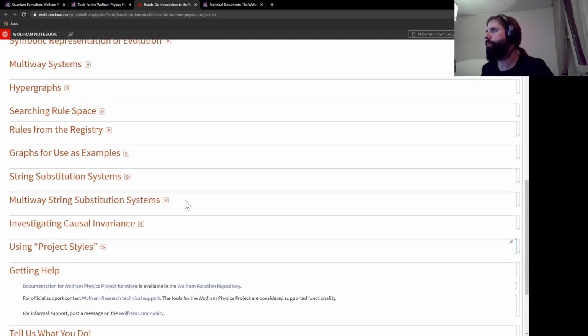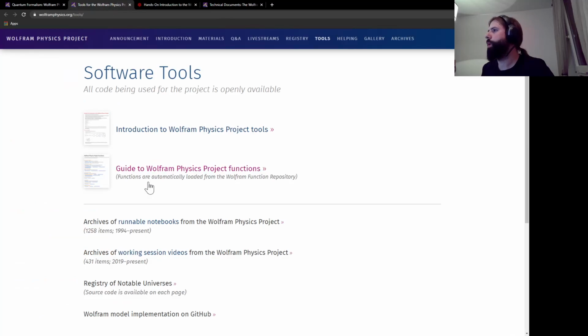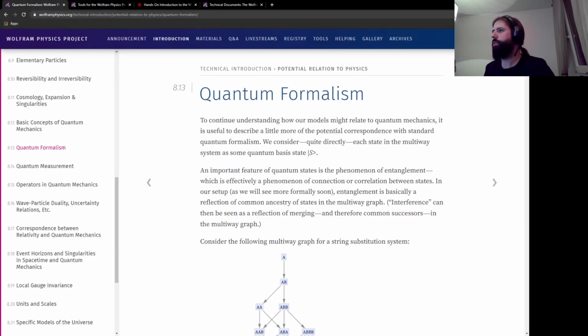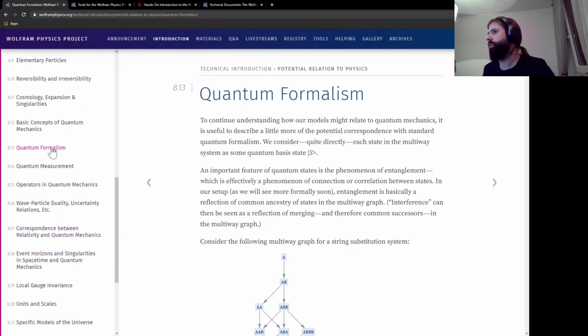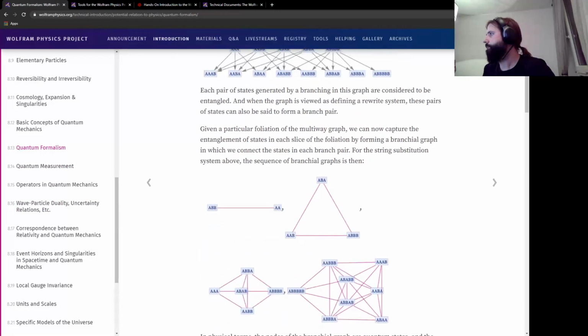But I feel like I want to take a bird's eye view on the whole quantum stuff, right? So we've got quantum formalism, quantum measurement, operators. It's going to be interesting. Wave particle duality, uncertainty relations, correspondence with relativity and quantum mechanics. Okay, so that's really these sections, right? So there's not a lot to it. I mean, probably those are a bit bigger and probably denser, but let's see.